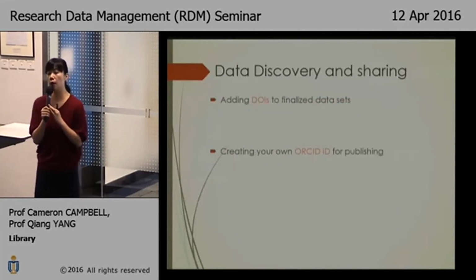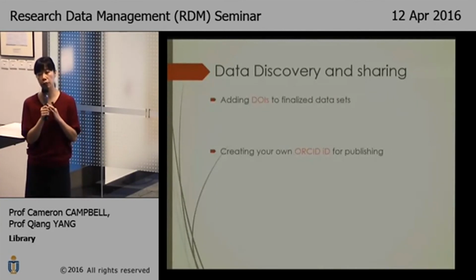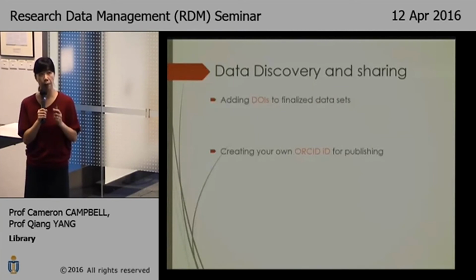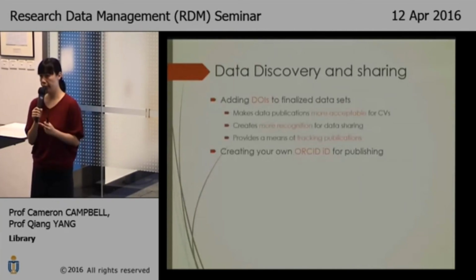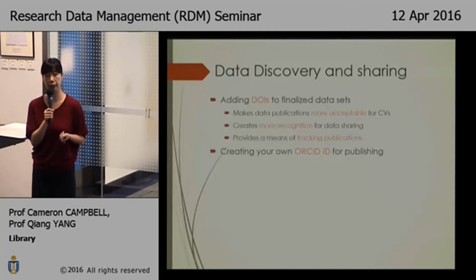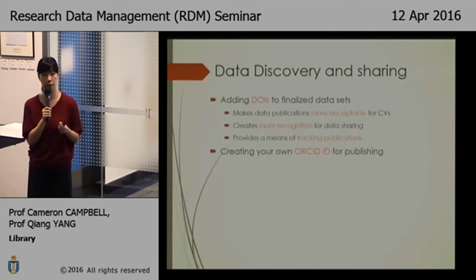There are two more elements that can increase the visibility of the data. The first one is DOIs. By adding DOIs to your data set, it can make the data publication more acceptable for CVs, and it creates more recognition for data sharing. And also it provides a means of tracking publications.